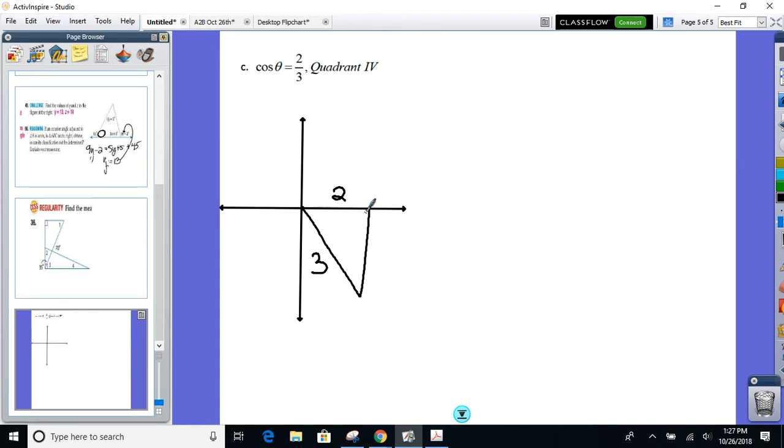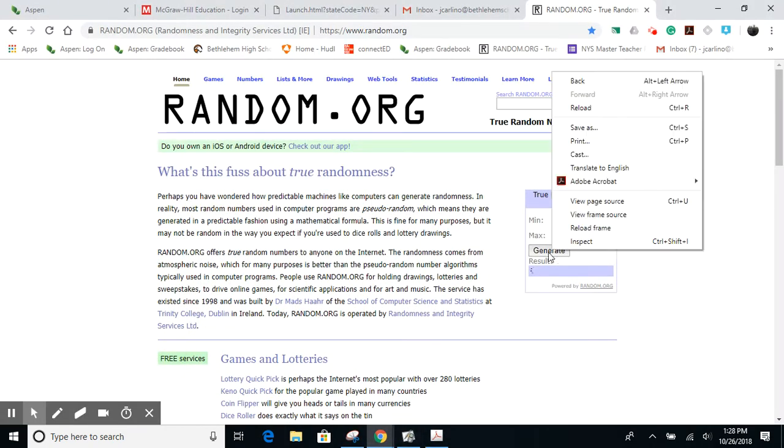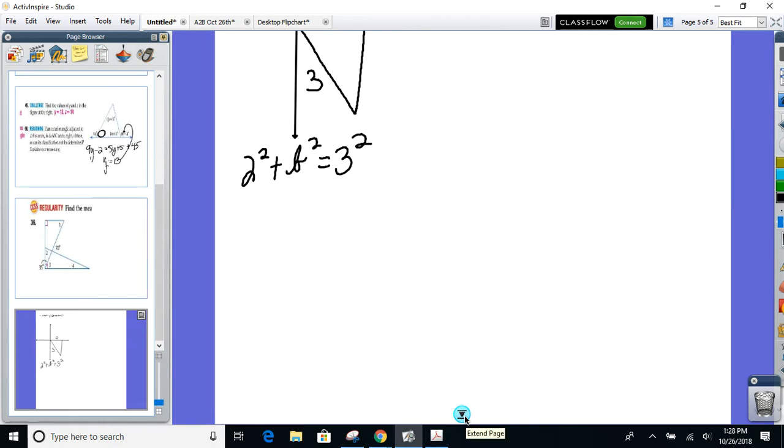You know, eventually we're going to need the third side. So I need somebody now to set up Pythagorean theorem correctly to find that third side. Can you set up Pythag for me? Nice job. I'll give you guys a second to solve for B in radical form.